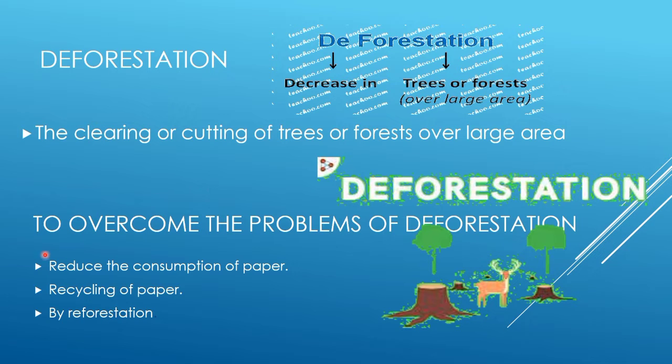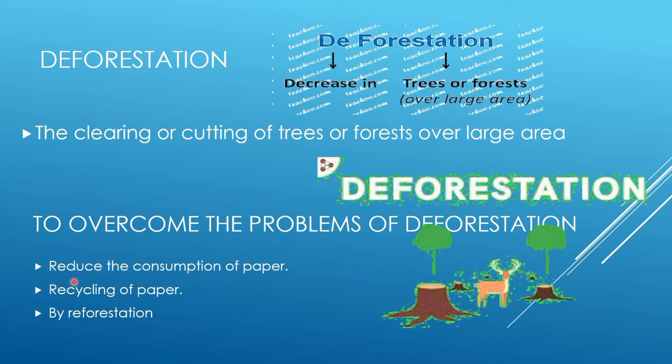Now we see how to overcome the problems of deforestation. Why are we cutting? The most important thing we learned is the overcrowding of the population. Day by day the population is increasing, so we need more land for our survival and for development purposes, and then we cut down all the trees. Another reason is cultivation.